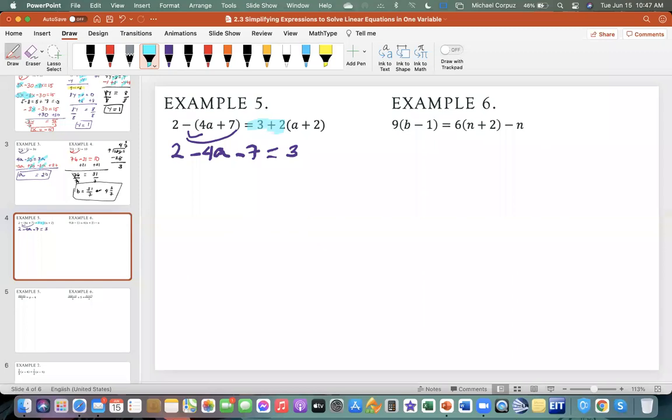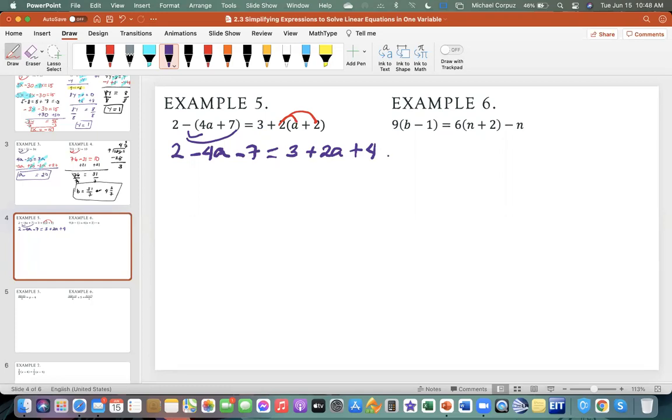Because we have the order of operations. What comes first, multiplication or addition? You have to multiply first before you add. Okay, so we cannot add 3 and 2, but now we multiply 2 by a and then 2 by 2, giving us plus 2a plus 4. Okay, so we have 2 minus 4a minus 7. You have 3 plus 2a plus 4.